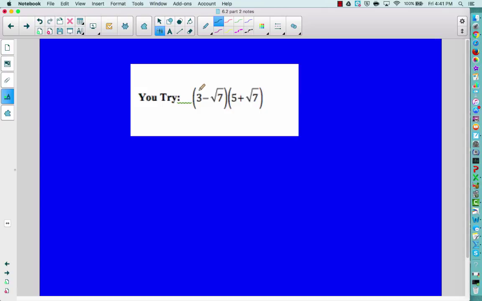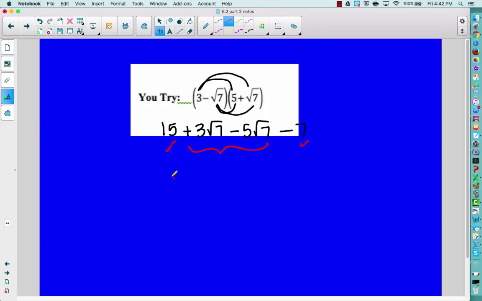Okay, so you multiplied 3 times 5, you got 15. You multiplied 3 times root 7, you got 3 root 7. You multiplied 5 times negative root 7, and you got negative 5 root 7. And then you multiplied negative root 7 times negative root 7, and you got negative 7, or negative root 49, which is 7. Then you combined the like terms, and you got 15 and 7, and you got 8. And then you did 3 minus 5, which gave me negative 2 root 7. Again, the only reason we can do that, they are the exact same radical, same index, same number under that radical.